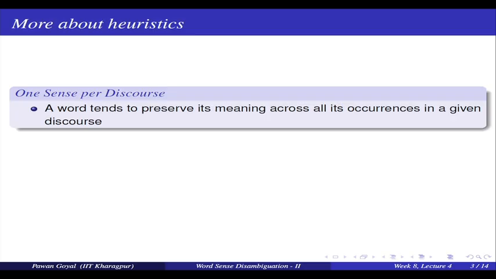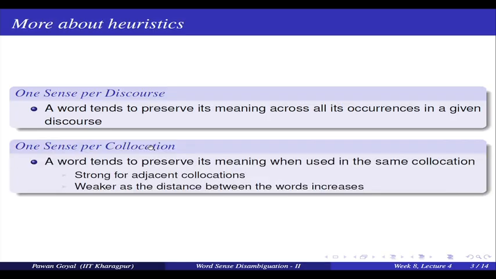So, these are my two different heuristics: one sense per discourse, that is, a word tends to preserve its meaning across all its occurrences in a given discourse. And one sense per collocation: we have already seen that if it is used with the same collocation, it will have one meaning. Generally it is strong for nearby collocations, and as the distance becomes higher, it becomes weaker and weaker. So now how do we use these ideas to construct a semi-supervised approach for word sense disambiguation?